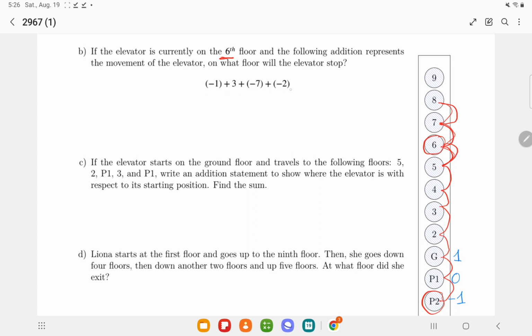I'm going to add up all the integers. So these are my movements. So negative 1, positive 3, negative 7, and negative 2. So negative 1 and negative 2 give me negative 3, and I have positive 3. So all these add up to negative 7. So I start at 6, and I add negative 7, which is equal to negative 1, and negative 1 corresponds to P2.